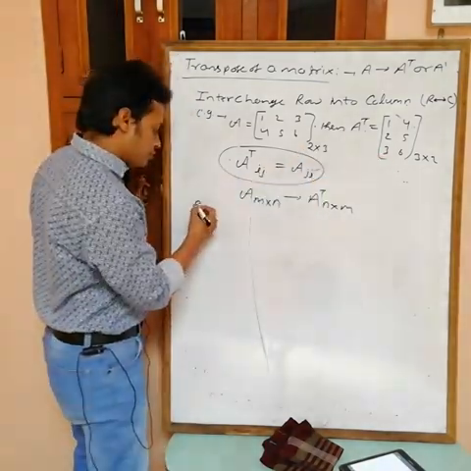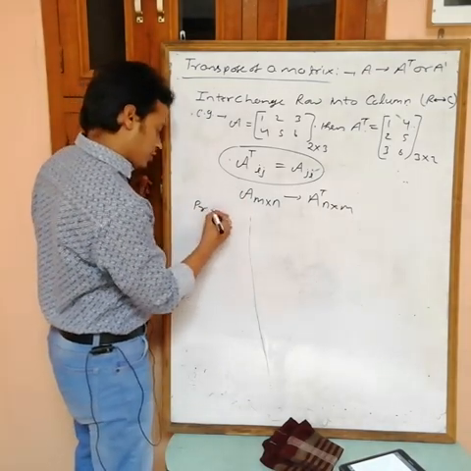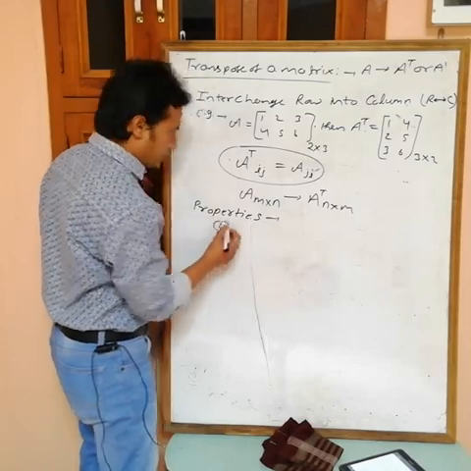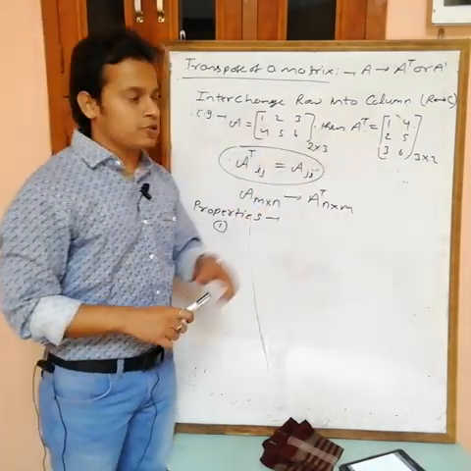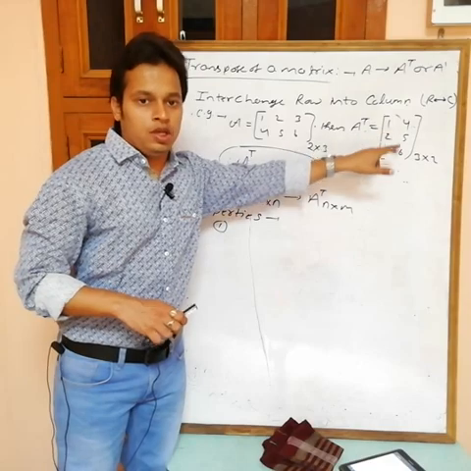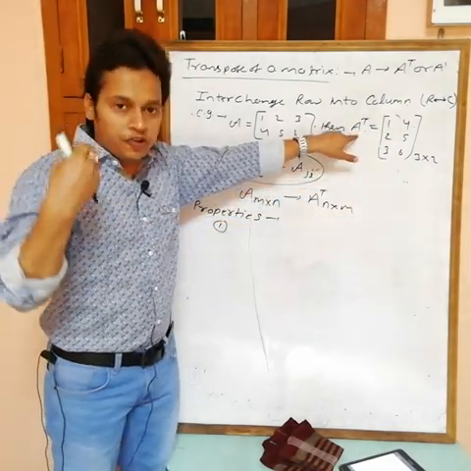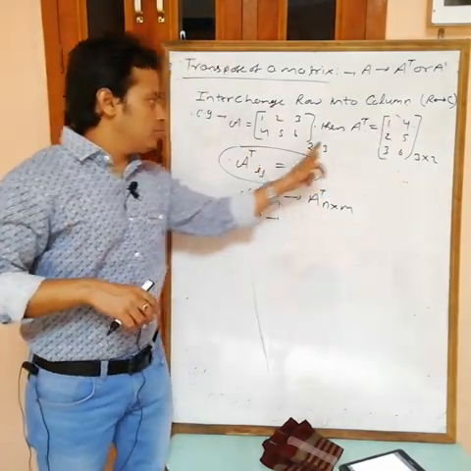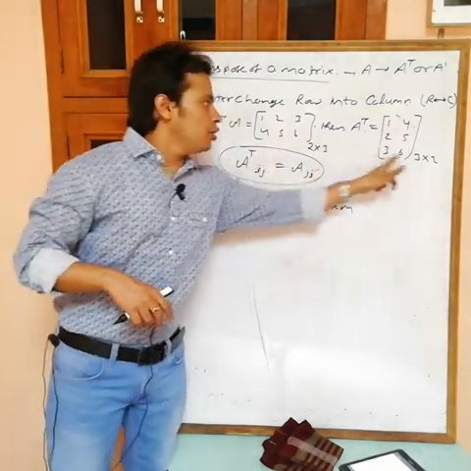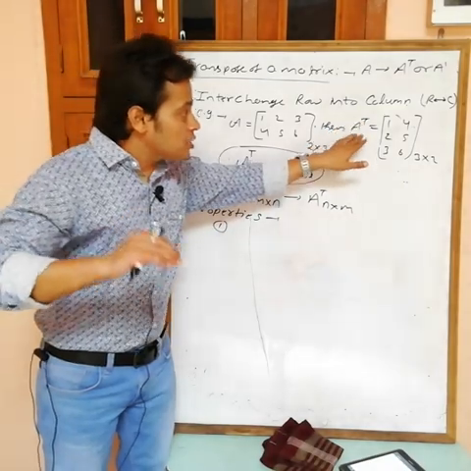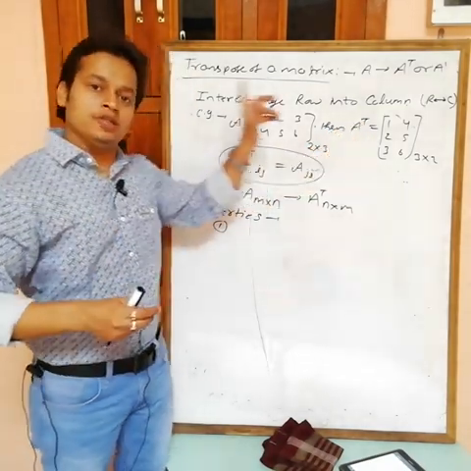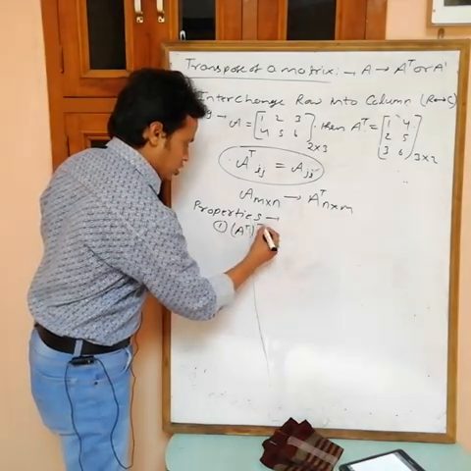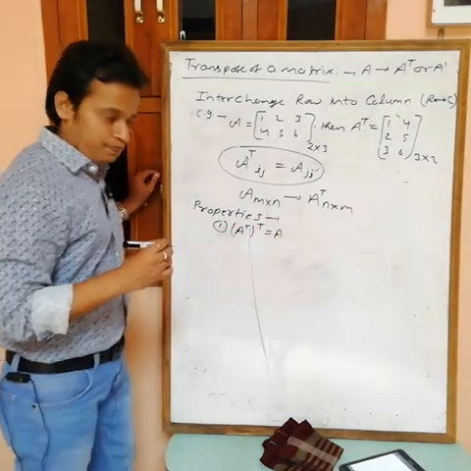Okay, now we have some properties of transpose of a matrix. Now see, first thing, this is the A transpose. Again take transpose of this one. If you take again transpose of A transpose, then first row become first column, second row become second column, third row become third column. It means transpose of A transpose is again equal to A.